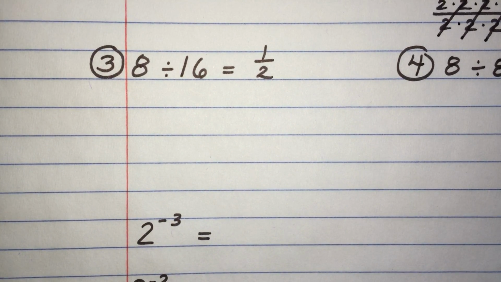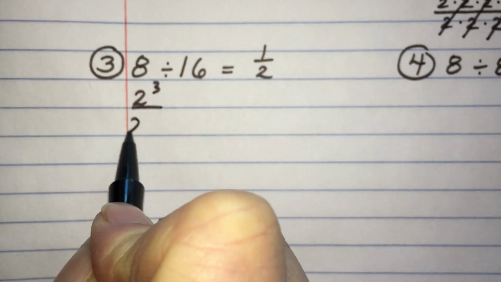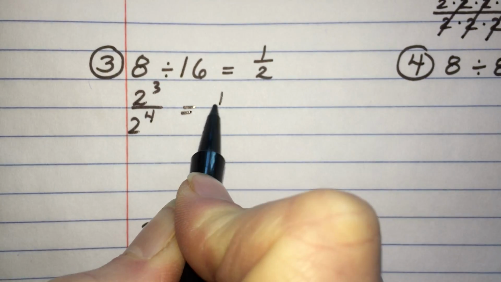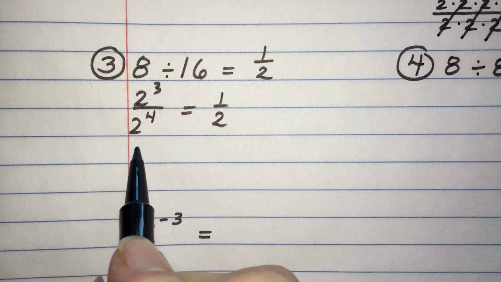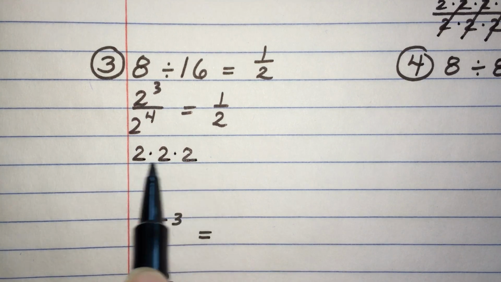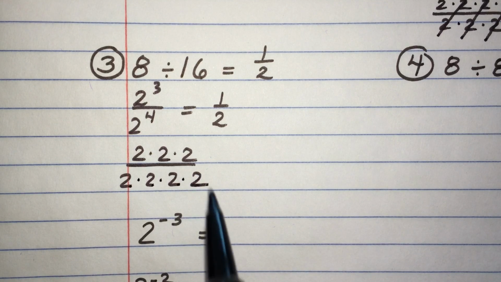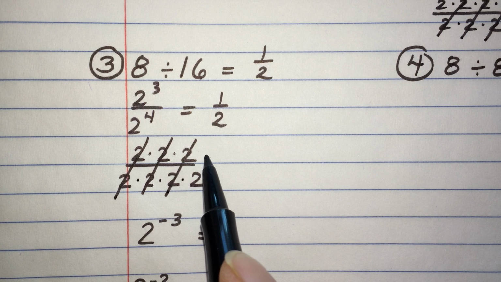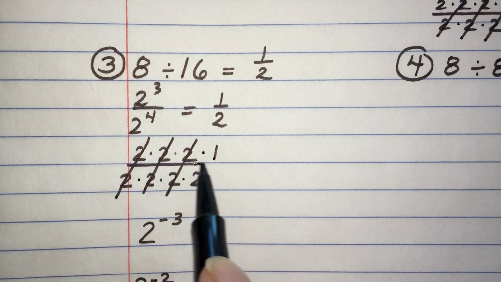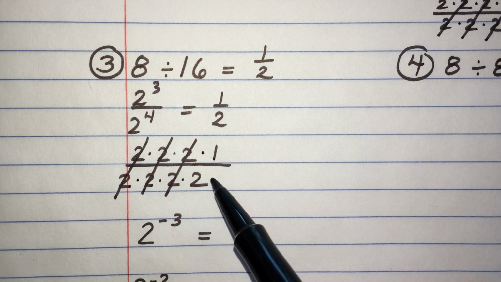In this one, we have another division problem. It's the same numbers, but this time flipped. So this time we have 2 to the 3rd on top and 2 to the 4th on the bottom, and we're left with a half. Again, we can expand it out to see what happens, and cancel. We're left with nothing on top, but that nothing is really times a 1. You can always multiply anything by a 1. And so we have a 1 over 2, or a half.